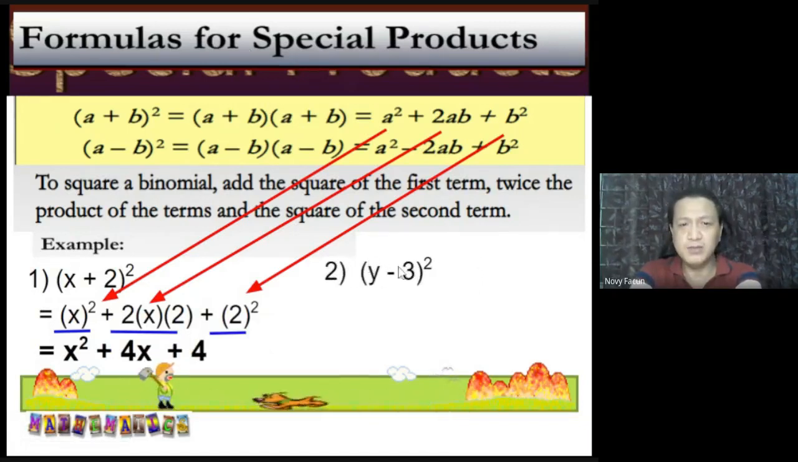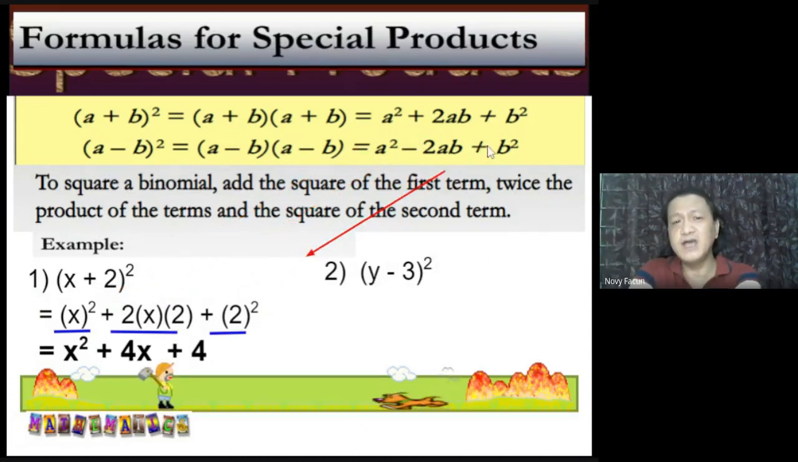Next, we have number 2 example, (y minus 3) squared. So, same pa rin yung procedure. Paano ko malalaman kung anong formula ang i-apply ko kapag ang given natin ay square of binomial? Meaning, 2 terms. Meron siyang exponent na 2. And with that, we are going to use the second formula because the given is minus.